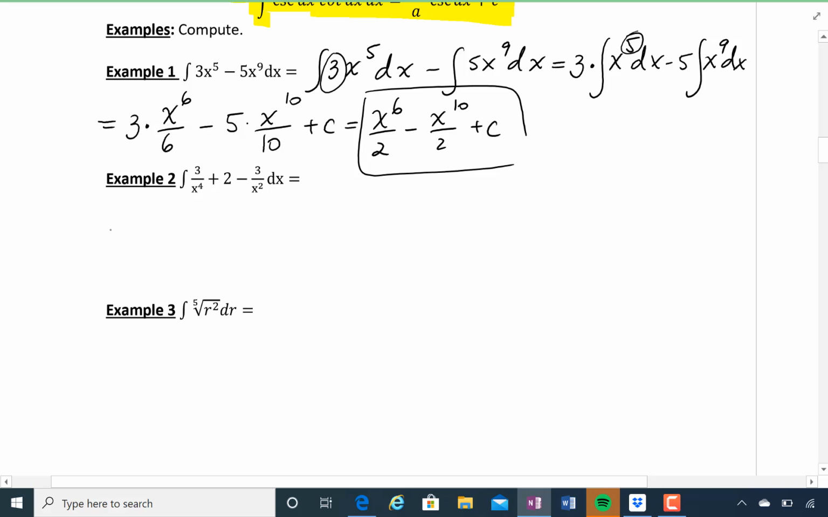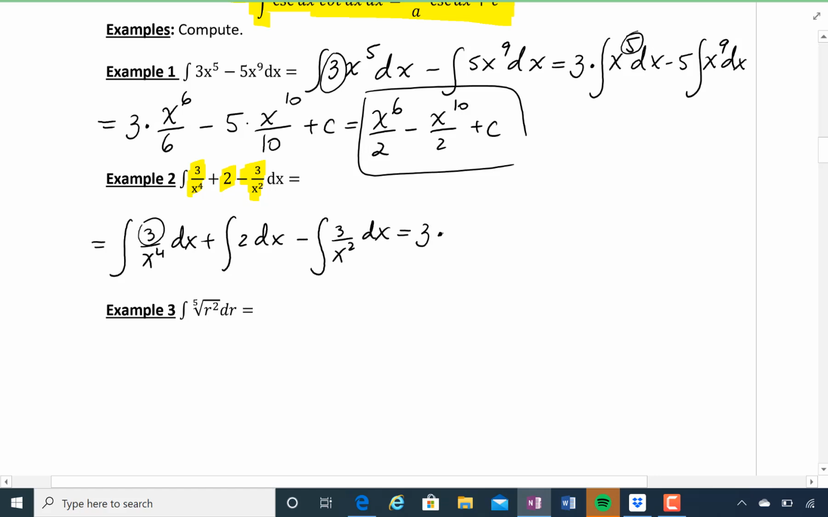Okay, if we take a look at the second one, I have three terms: 3 over x to the 4th, 2, and negative 3 over x to the 2nd. So I'm going to have three integrals. Integral of 3 over x to the 4th dx plus integral of 2 dx minus integral of 3 over x squared dx. Each time the integral sign and so on. The constant comes in front, so I have 3 times.